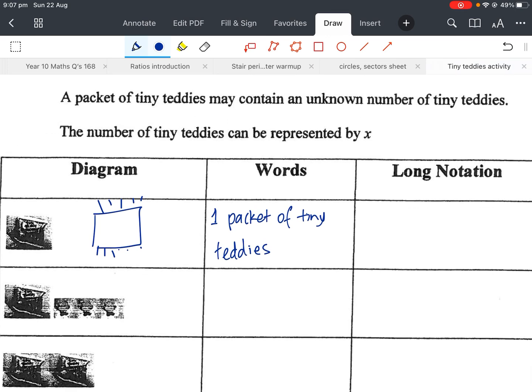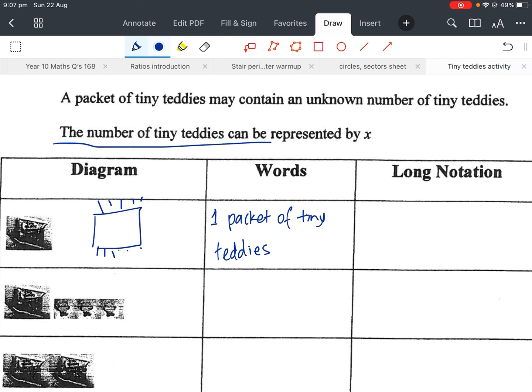Okay? Now, you need to know very soon, not right now, but soon, the number of tiny teddies in that packet is going to be called X, because we don't actually know how many are in there, do we? And you can't open them to have a look. That's called cheating. All right.